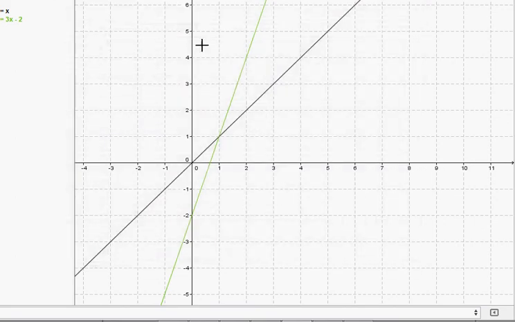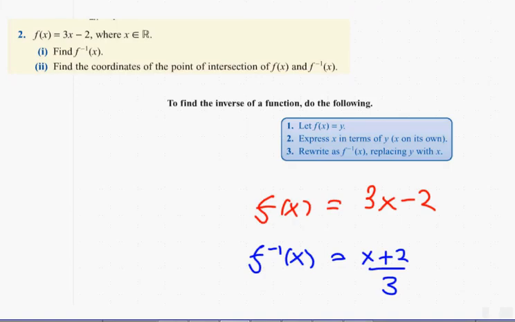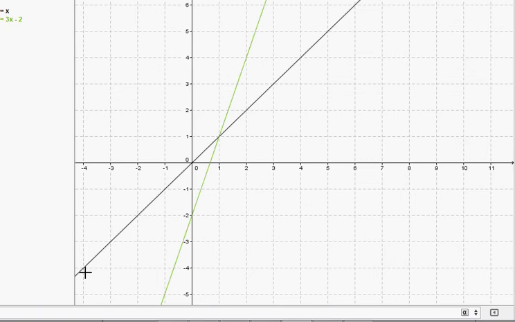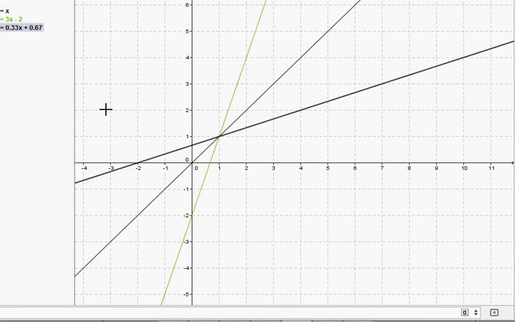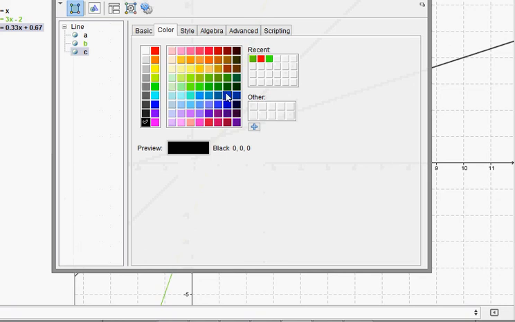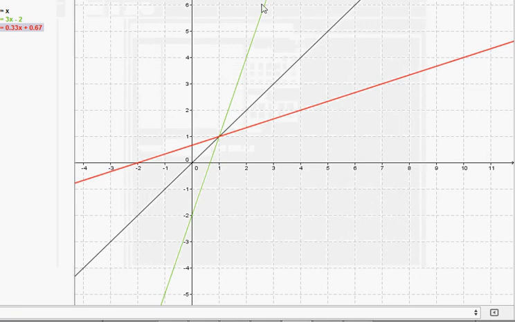Now what's the value for the new function? x plus 2 over 3. Y equals bracket x plus 2 divided by 3. What do you think is happening there? Let me tell you what's happening. I'll colour this one in red. Okay? What do you think is happening? They're mirror images of each other in the black line.